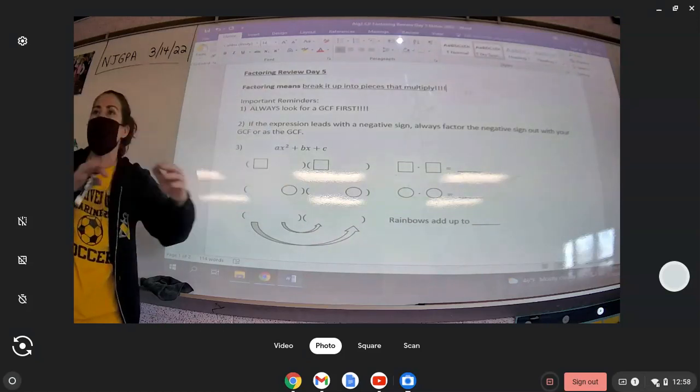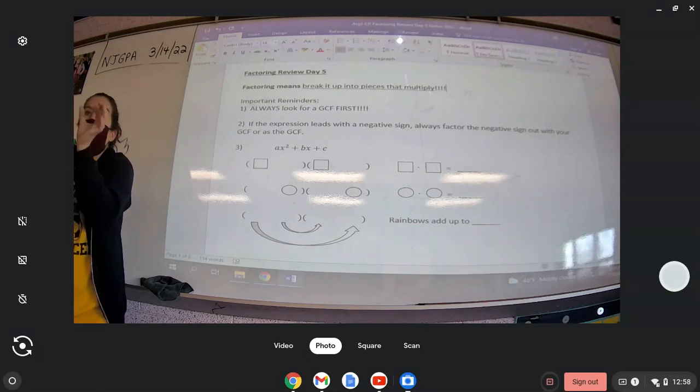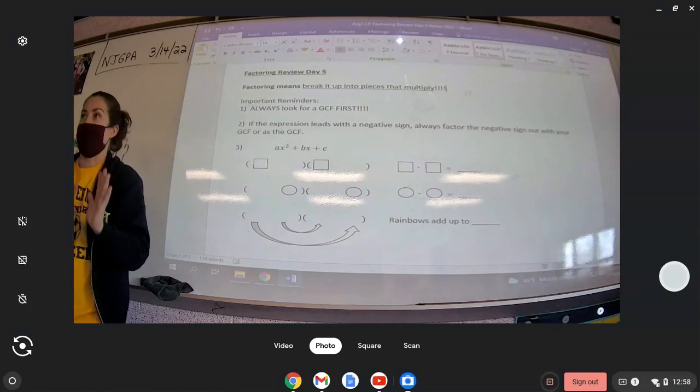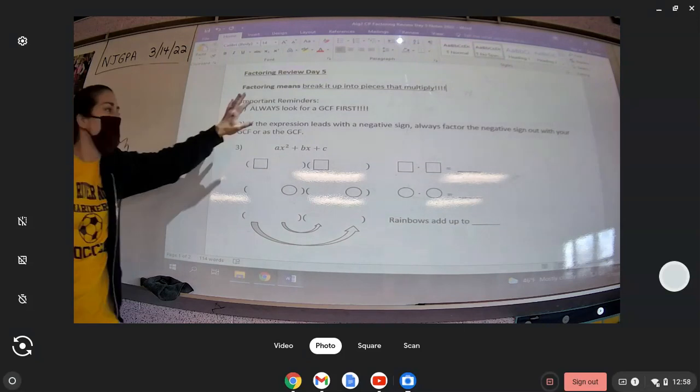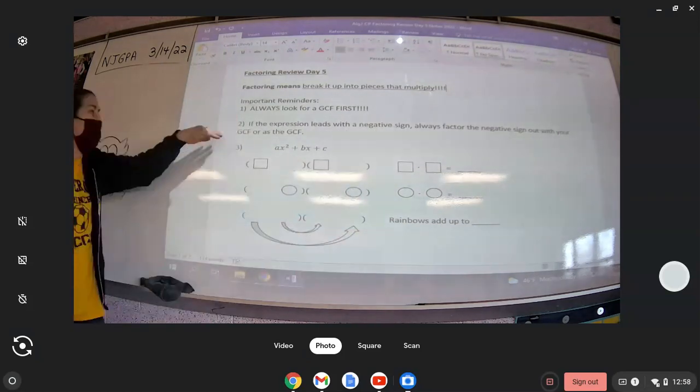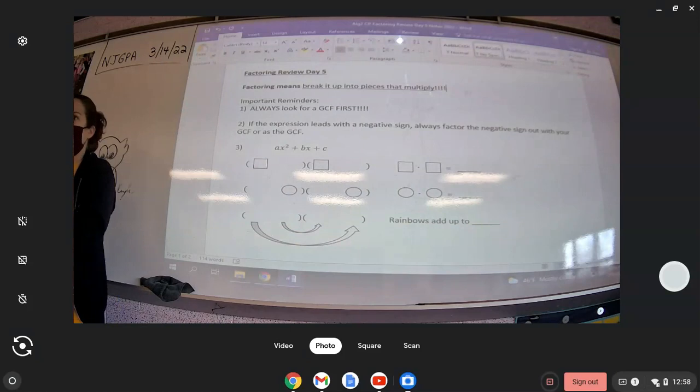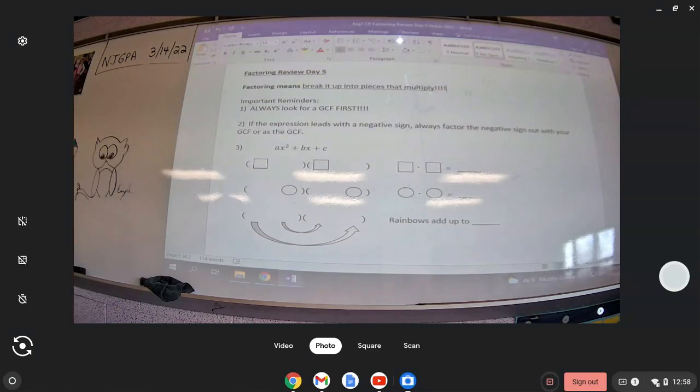Get the GCF out in the beginning, because in reality, it will leave you with a smaller, easier expression to factor, okay? If the expression leads with a negative sign, always factor the negative sign out with your GCF or as your GCF. So if your GCF was 2, factor out a negative 2. If you didn't have a GCF, factor out the negative sign. Factor out a negative 1, okay?